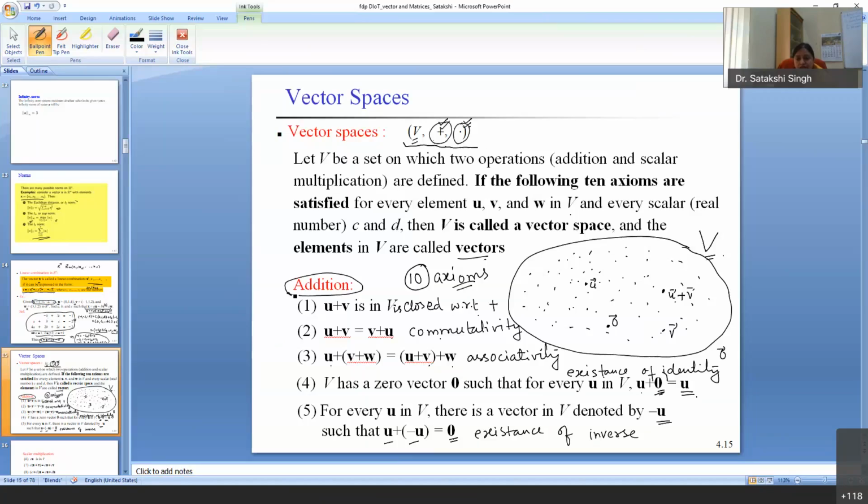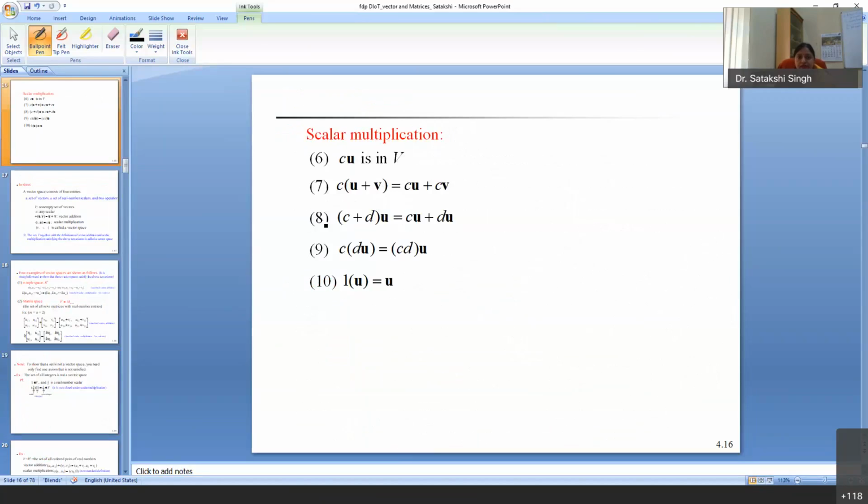Next, we have again 5 properties which are related to scalar multiplication. The first property here is that if you multiply any scalar with any of the vectors, then whatever you get, Cu, should also be inside V. Then C times (u plus v) should be equal to Cu plus Cv, and then (C plus D) times u should be equal to Cu plus Du, where C and D are both scalars.